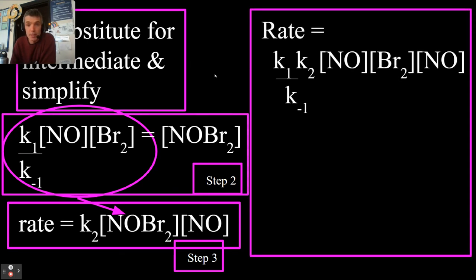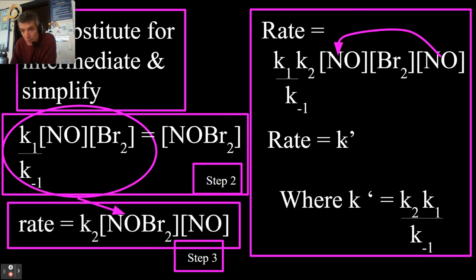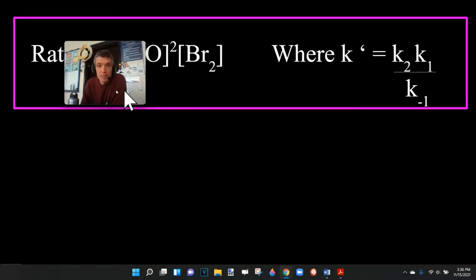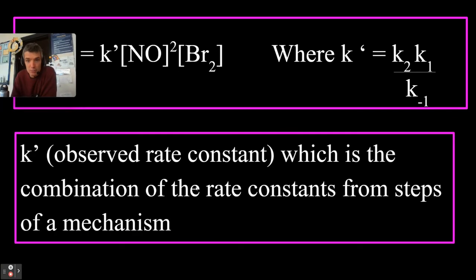You'll notice that when I sub it in, I've got two NOs, and that means NO is going to be second order, Br2 is going to be first order, and I've got these three Ks here. You take these three Ks and you put them together into this K prime, or K apostrophe. It's called the observed rate constant, and then you write your rate law. There it is. That's my answer right there. Just to be clear, this K prime is all these other rate constants in the mechanism combined.